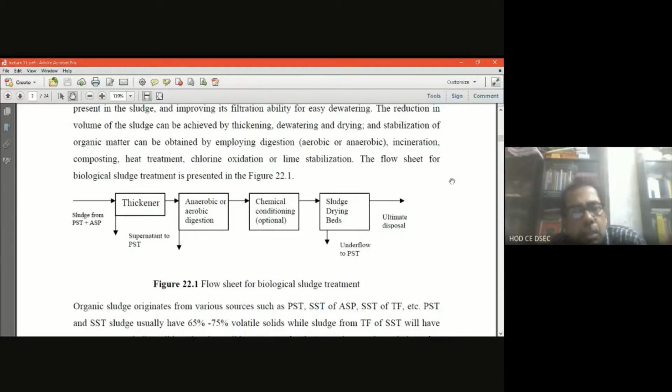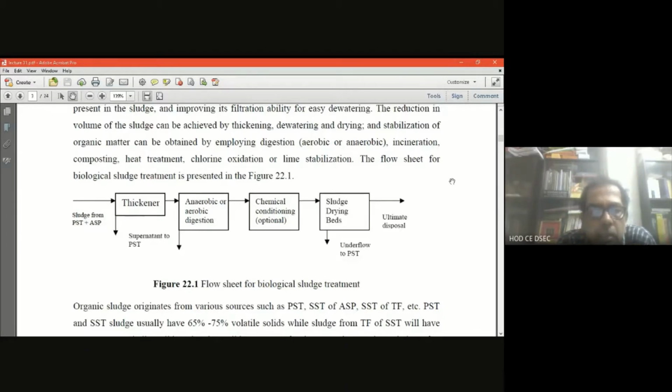So again, at a glance, I am showing you the flow sheet of the treatment process of biological sludge treatment. First is the thickener. From the thickener, digestion, we have seen anaerobic or aerobic digestion. Then chemical conditioning, optional, but for improving the characteristics of the sludge before the sludge drying beds. And finally, we dispose after the sludge drying bed. So these we have elaborately described, with photographs also.